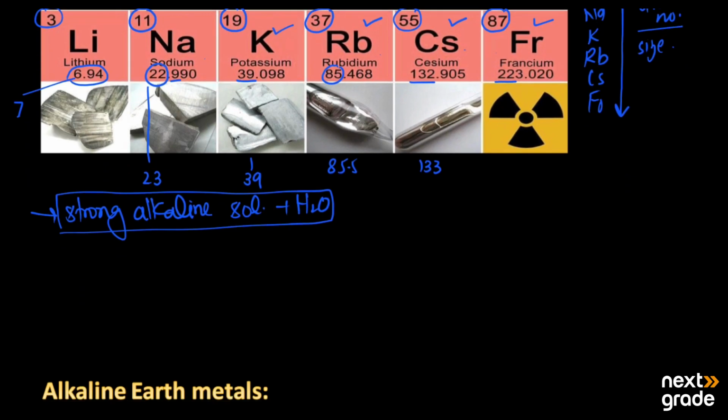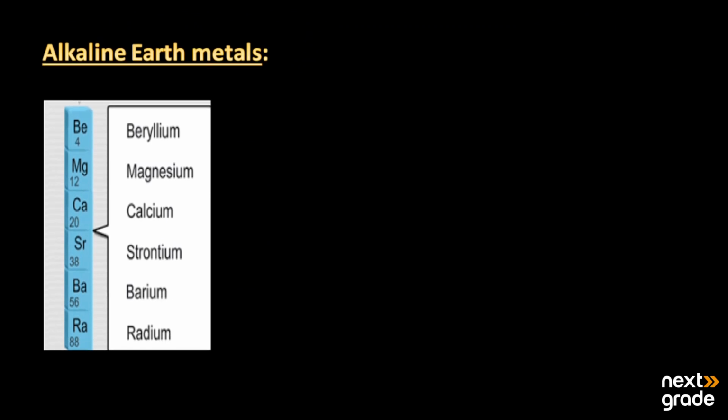Let's move to the alkaline earth metals. The alkaline earth metals come from the group 2A elements, and these elements are beryllium, its atomic number is 4, its symbol is Be. Then we have magnesium, its symbol is Mg and atomic number is 12. Then we have calcium, its symbol is Ca and atomic number is 20. We have strontium, symbol is Sr and its atomic number is 38. Then we have barium, its symbol is Ba and atomic number is 56. Then we have radium, symbol is Ra and its atomic number is 88.